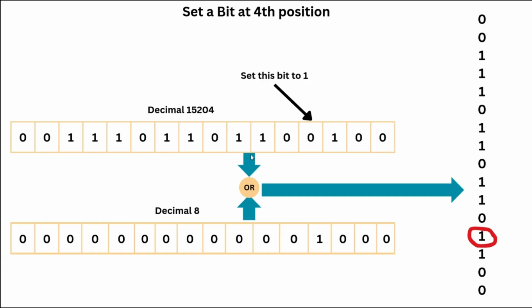If you see any position, it won't change. But the fourth position is 0, and if you OR it, it becomes 1. So only this position will change. All are the same, only the highlighted position, our position of interest which I asked you to set to 1, is set to 1, and the rest is not disturbed. So to set a bit at a particular position, you have to use left shift and OR. This is the algorithm for setting a bit at a particular position.